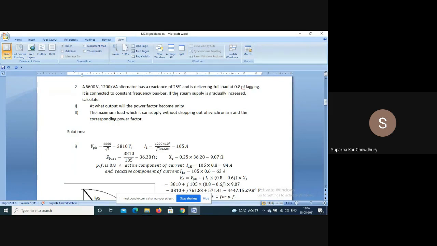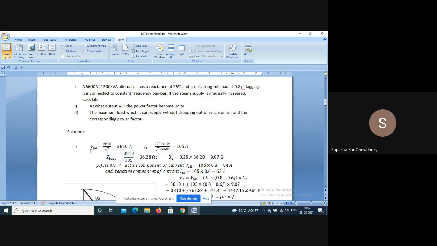Now it is mentioned that steam supply is gradually increased. That means the change is gradual. So it is not a sudden transient change. So the load diagram will change very gradually. So this is a steady state operation.